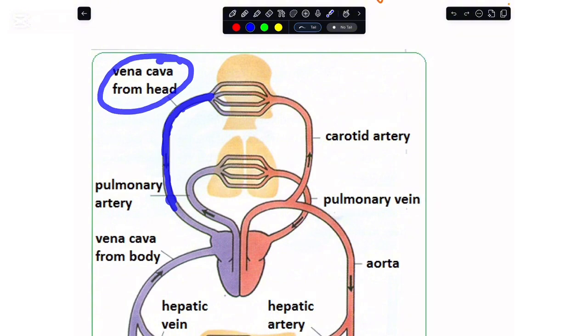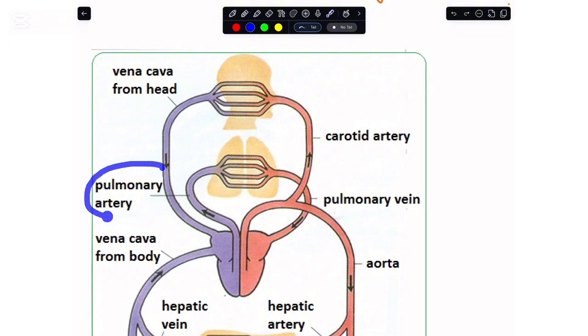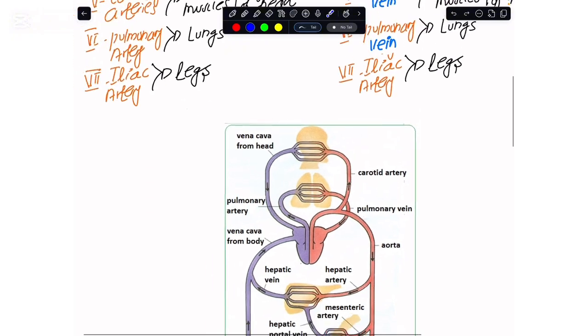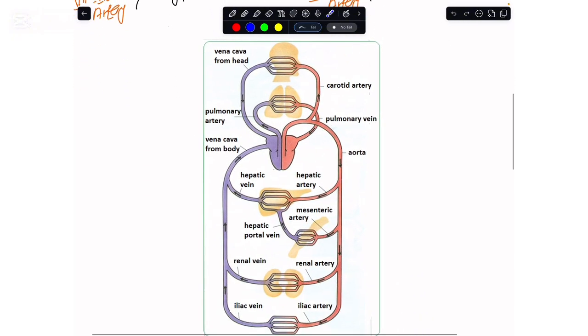That superior vena cava drains the deoxygenated blood to what? The right atrium of the heart. And against the pulmonary artery, we have the pulmonary vein, which returns the oxygenated blood from the lungs back to the left atrium. So this diagram is important, and you must be able to highlight these in your exam.